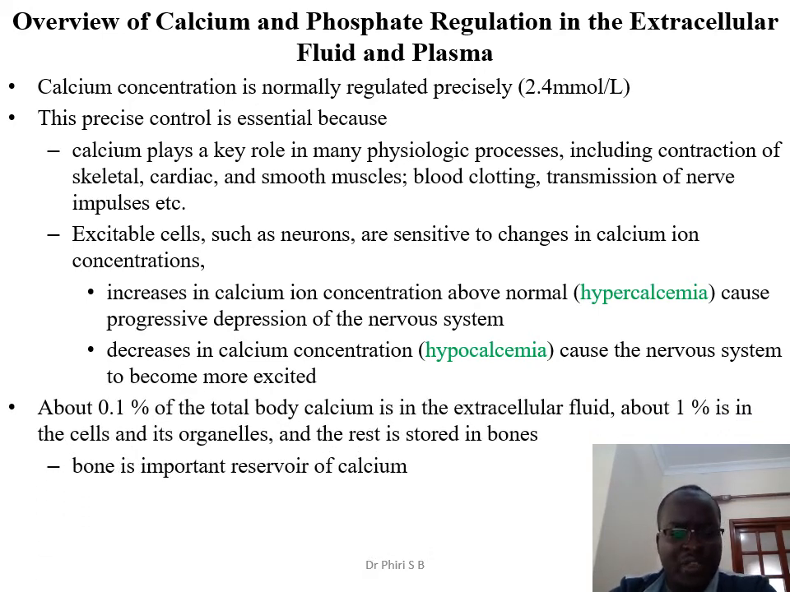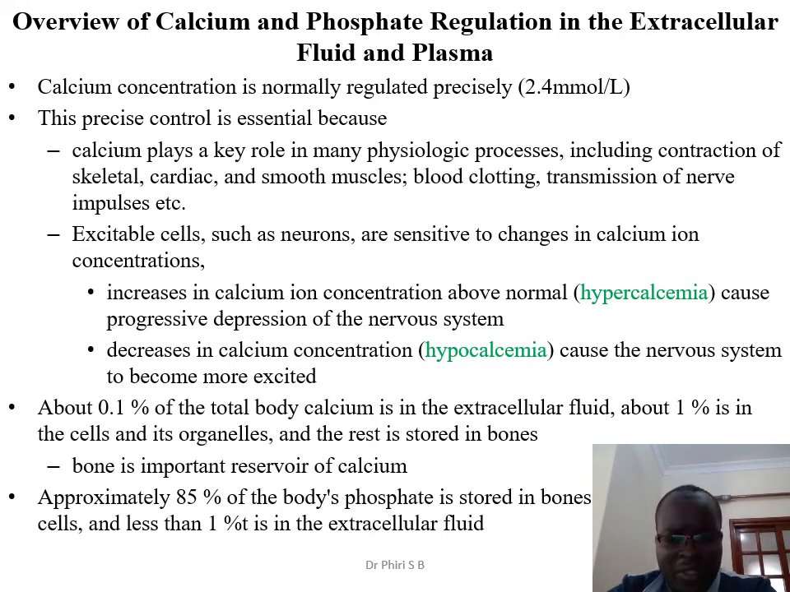About 0.1% of total body calcium is in the extracellular fluid, and about 1% is in the cells and its organelles, and the rest of calcium is stored in the bones. So the bone is a very important reservoir of calcium. So the bone will participate in regulating the calcium levels in the extracellular fluid compartment by mobilizing calcium and phosphates from the bone, or cause bone deposition of these minerals if they are in higher concentration. So the bone will act as a reservoir for the minerals, especially for calcium and phosphates.